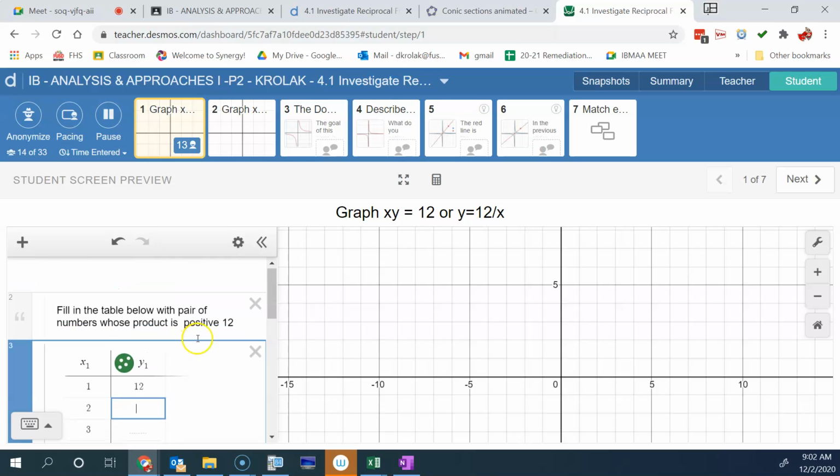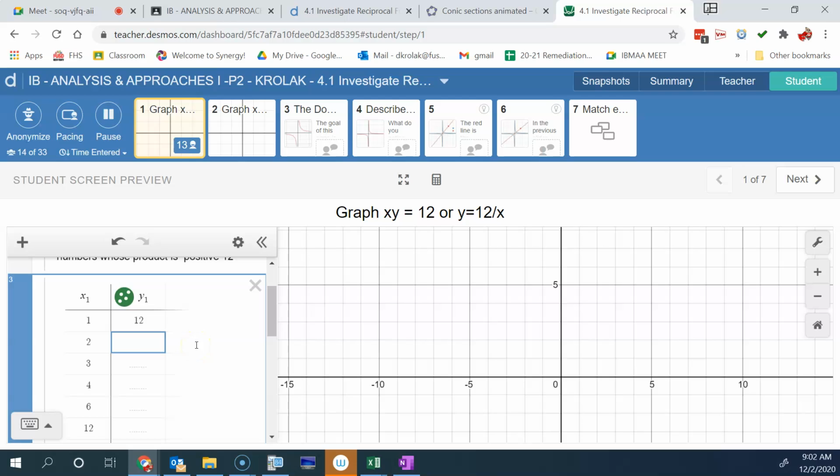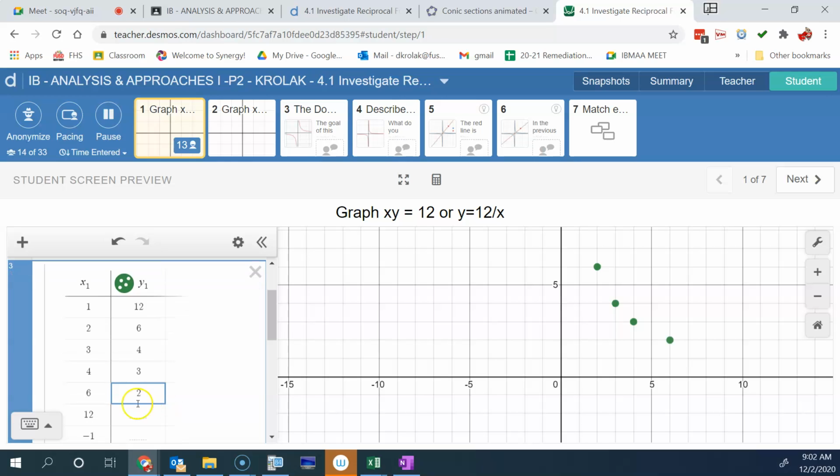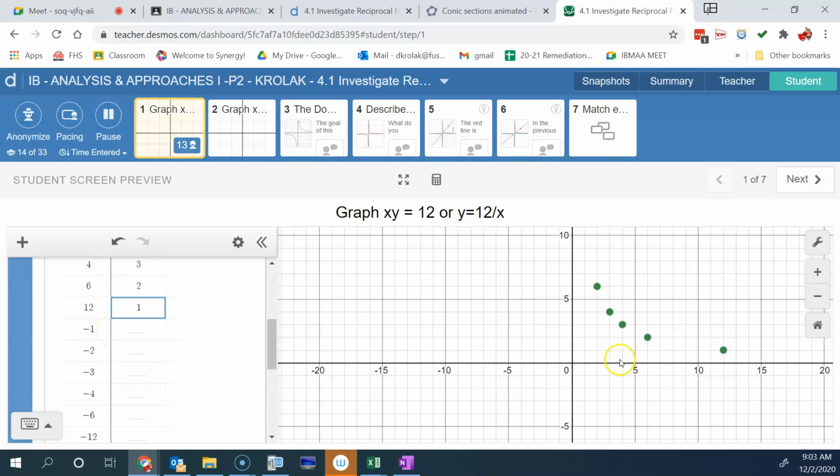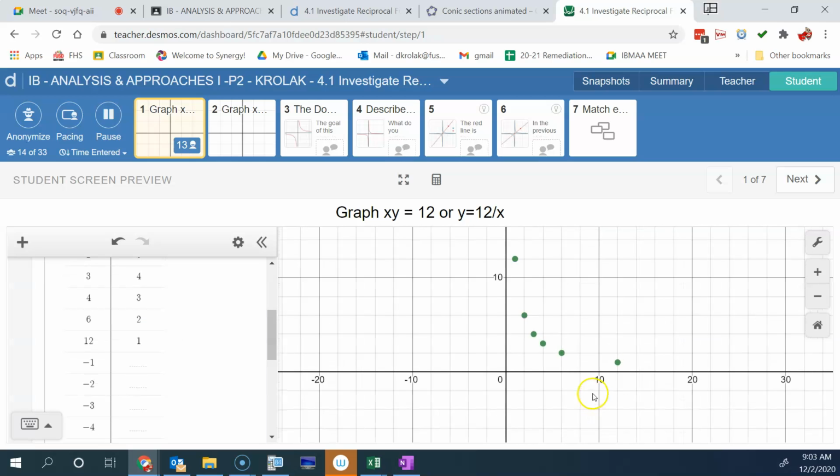These are numbers that make 12 when I multiply them. Okay, 2 times 6, 12. Okay, 3 times 4, 12. Okay, 4 times 3, 12. 6 times 2, 12. Okay, 12 times 1, 12. And if I look over here, you're starting to see the curve.